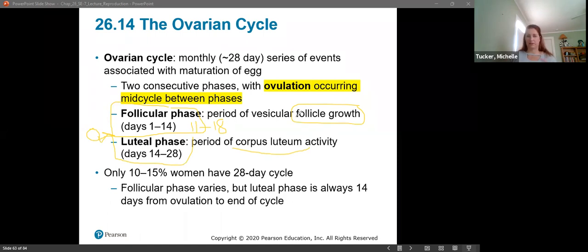Follicular phase, follicles need to mature, a dominant follicle emerges. That dominant follicle goes from primary oocyte to secondary oocyte, gets ovulated, and then in the luteal phase, the corpus luteum will be producing hormones. Only about 10 to 15% of women have a 28-day cycle. The follicular phase varies, but the luteal phase is always 14 days. Just like when we get to phases in the uterine cycle, that second 14 days is also fixed. So they all line up together.